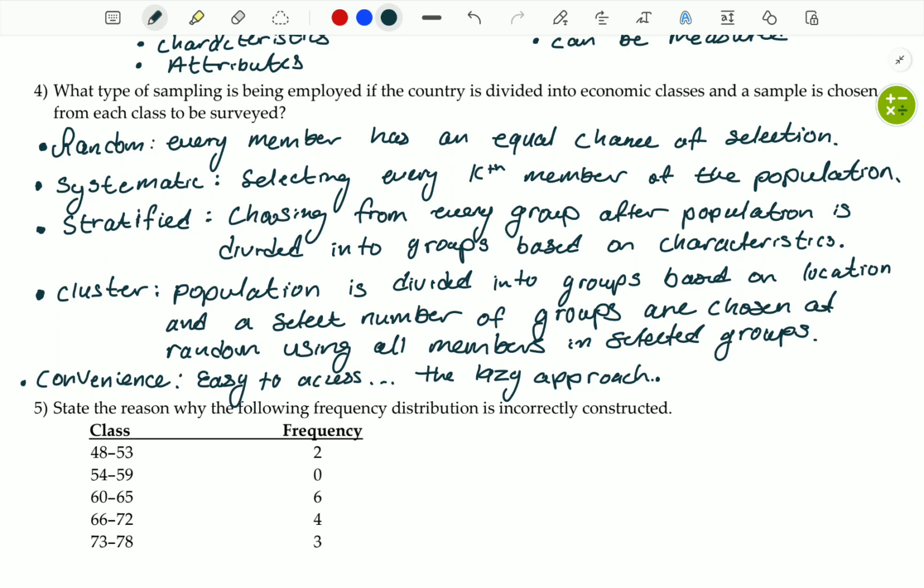The answer to this question is stratified sampling. And the reason why the answer is stratified sampling is because it says here the country is divided based on economic class, which is a characteristic about people, and then you're choosing from each of those groups. This is definitely stratified sampling. Answer, stratified.